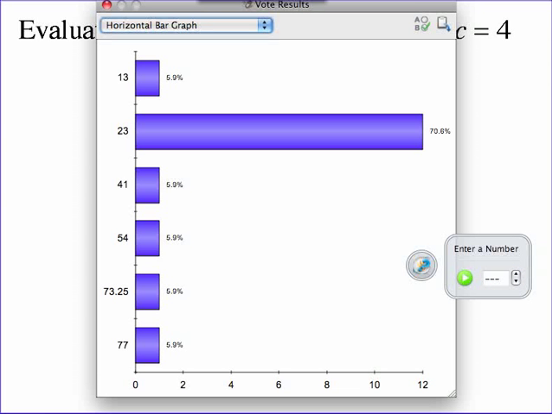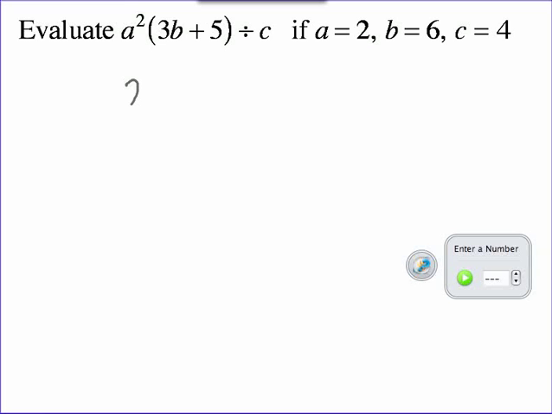All right, and believe it or not, the majority is right again. The answer is 23. Okay, so a squared, so I'm going to plug in 2. For b, I'm going to plug in 6. And then divide that by 4.